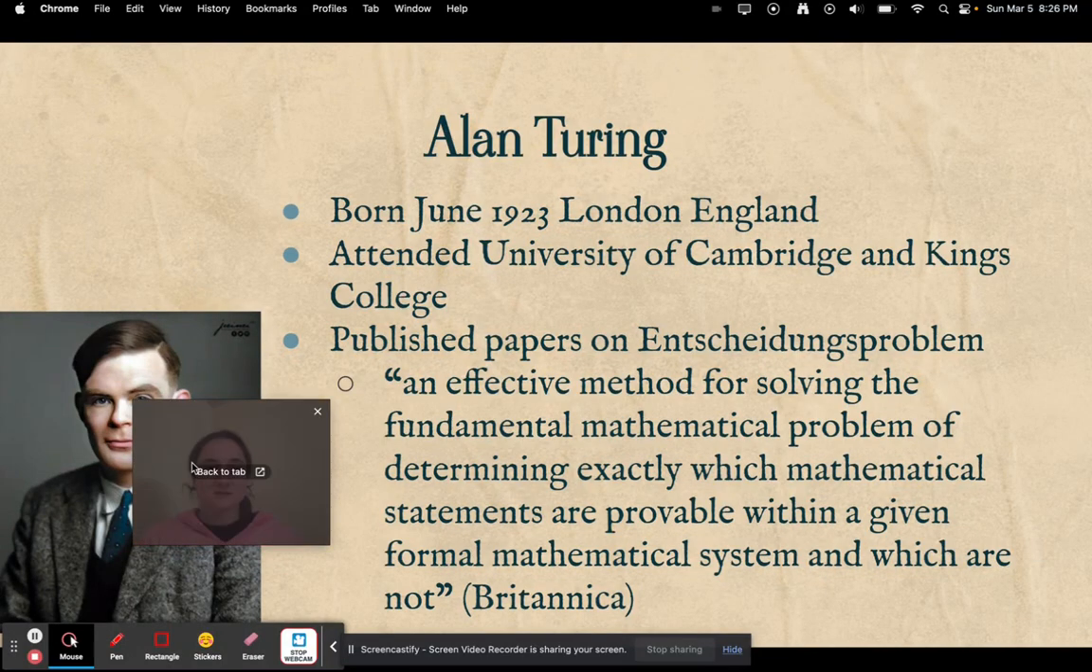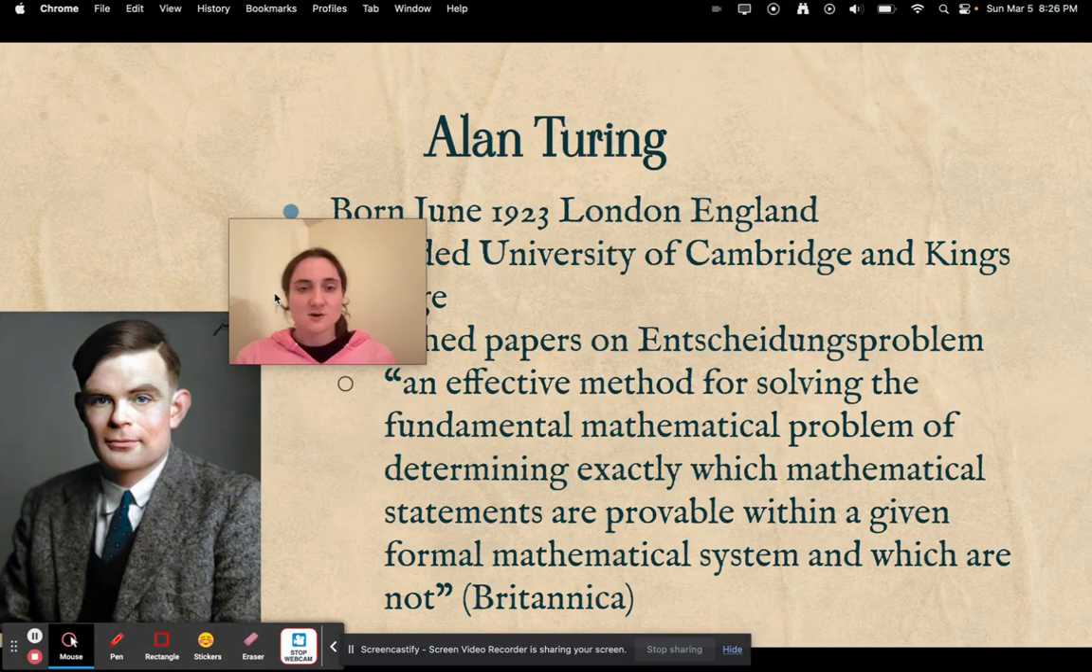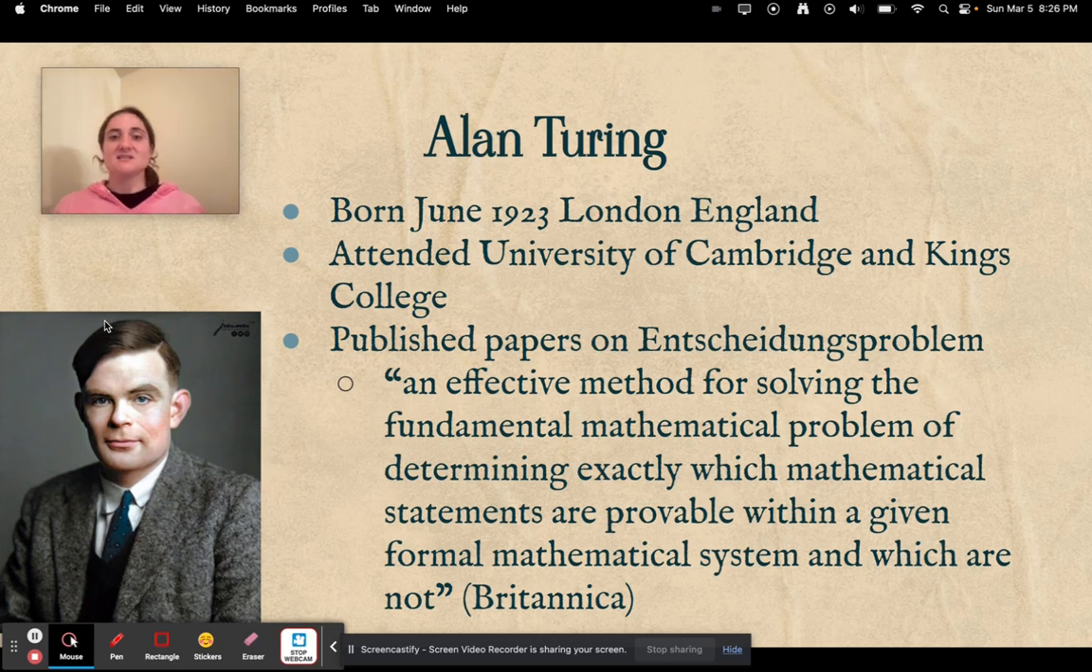All right, so this is Alan Turing. He was born in June of 1923 in London, England. He is going to be the main character in The Imitation Game that you're going to watch. Of course, it's not actually him in the movie, it's Benedict Cumberbatch. But here's an actual picture of him. He attended some of the top schools in England, including the University of Cambridge and King's College.